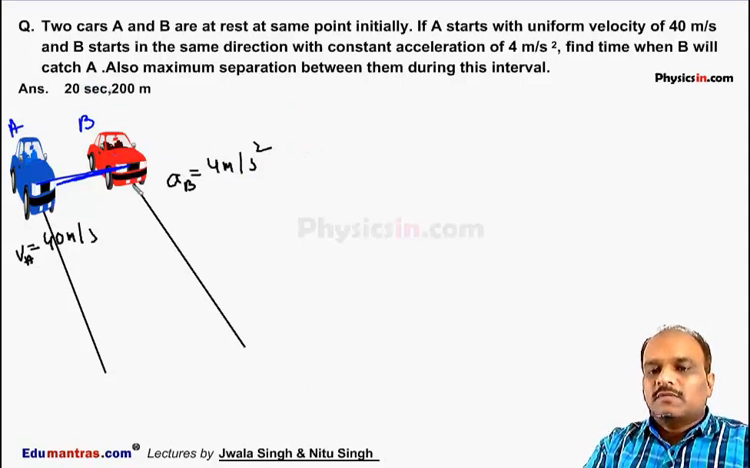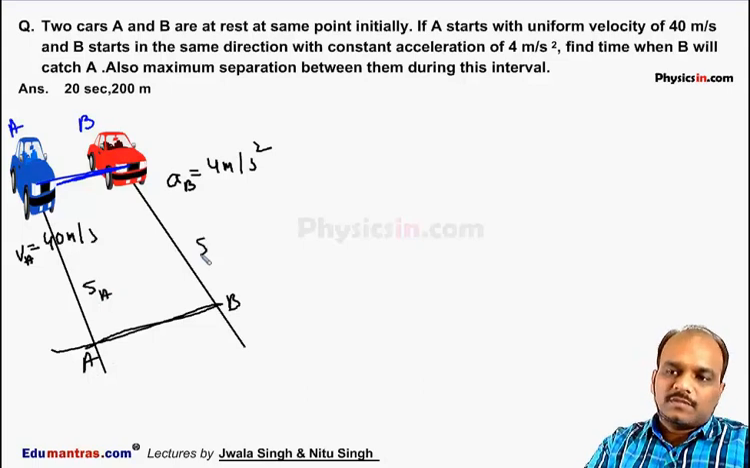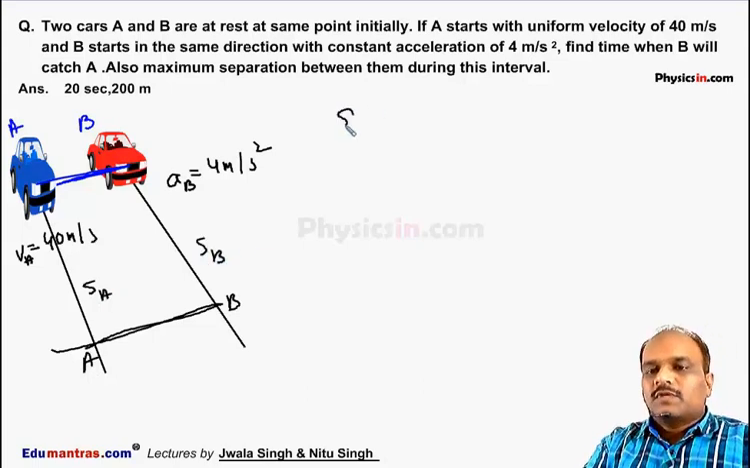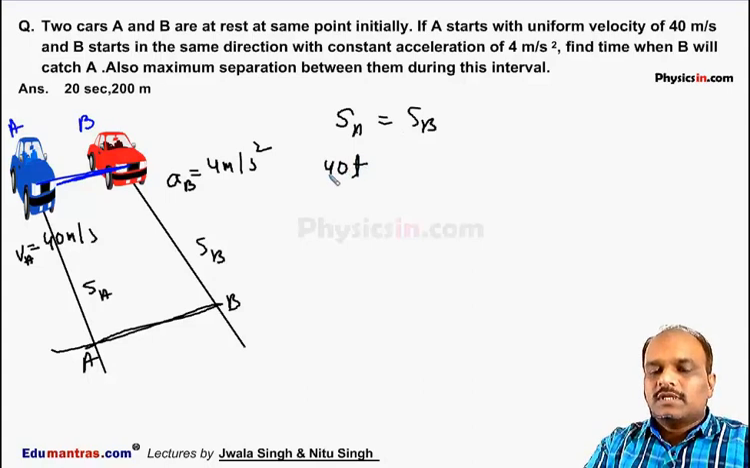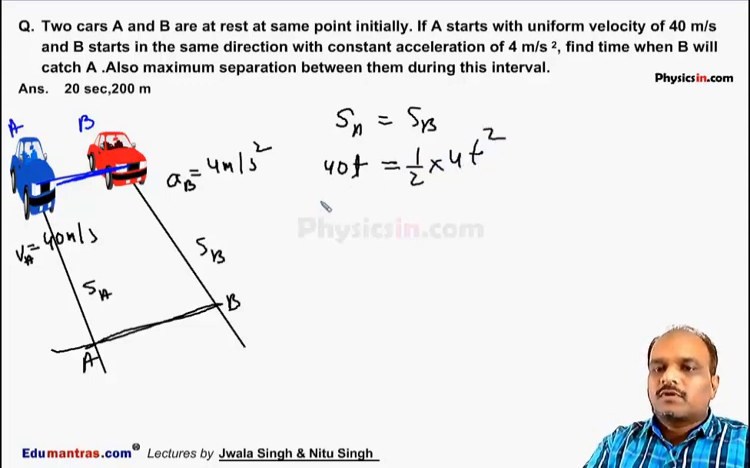Since the speed of B is increasing, let these two meet at this point. A is here and B is here. Let this be SA and this be SB. When the two meet, SA must be equal to SB. So SA is VA into T, which is 40 into T, because A is moving with constant speed, and SB is equal to half into a into T square, which is 4 into T square. So from here we get T equal to 20 seconds. So after 20 seconds these two cars will meet. So this is the first part.